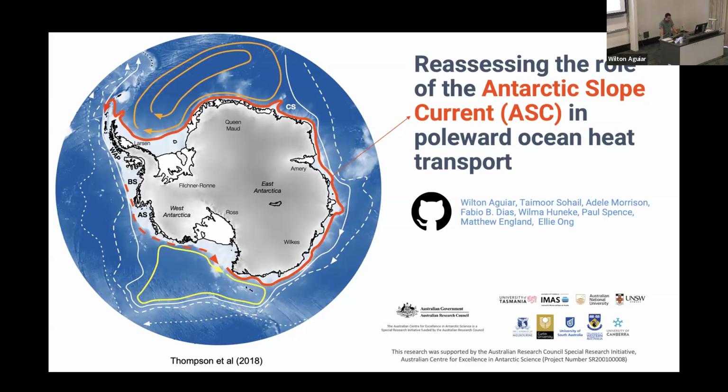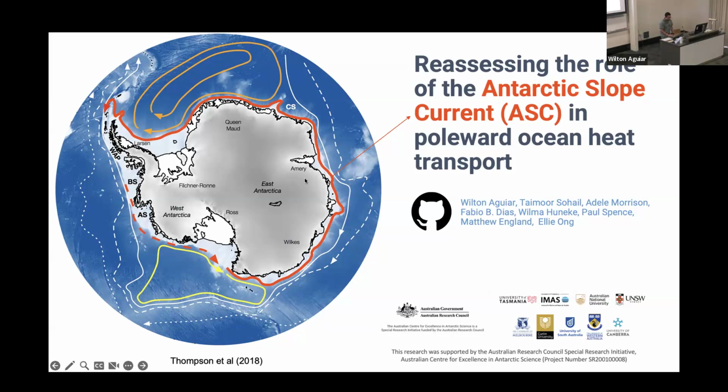I'm Wilton, and today I'll be presenting to you a work that I've been doing and finishing up here during my postdoc at ANU. It's called Reassessing the Role of the Antarctic Slope Current in the Polar Heat Transport. Now, as a context, I wanted to present a few features of the circulation of the coastal Antarctica first.